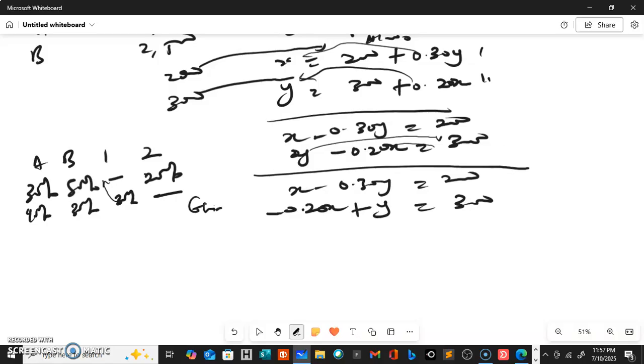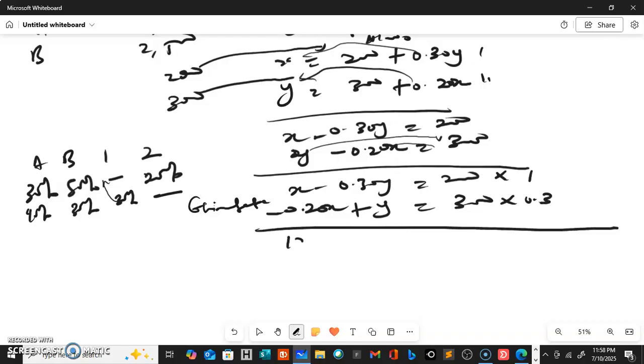We have to eliminate either y or x, okay? So let us go ahead and find a way to eliminate that. We will multiply 1 by this, and multiply 0.3 with this, so that we can eliminate y. So we're going to have 1x minus 0.30y equals 200. Remember, it's in 1,000. We also have minus 0.06.